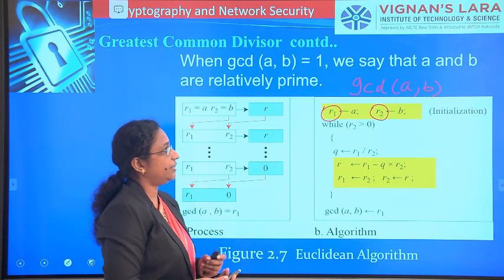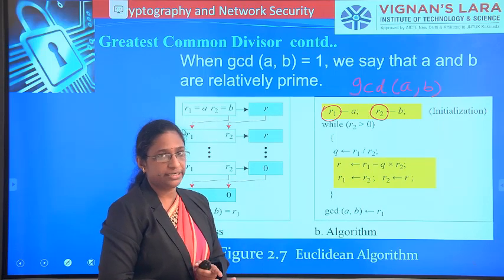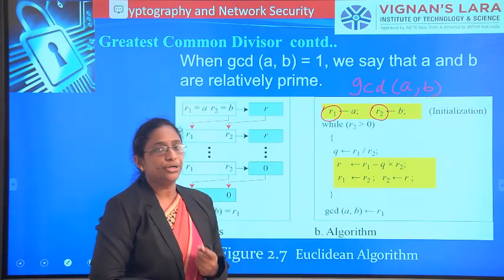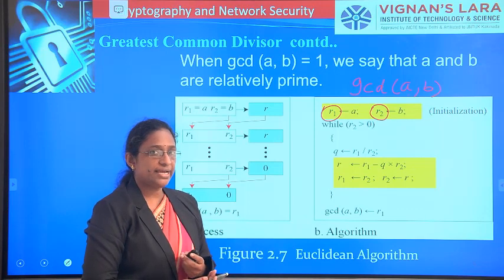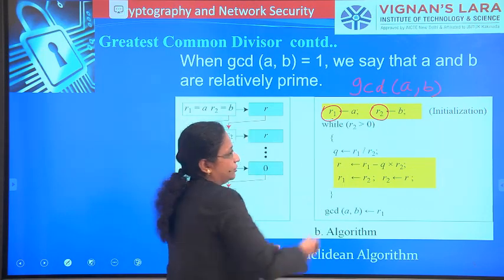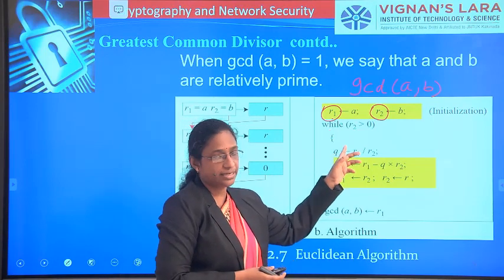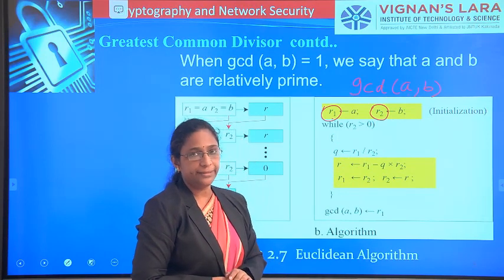Here we have to calculate the GCD of two integers. Let the two integers be A and B. To calculate the GCD of two integers, first we have to initialize two variables. Let the variables be R1, R2, where the R1 variable is initialized to the first element A and R2 is initialized to the second element B.